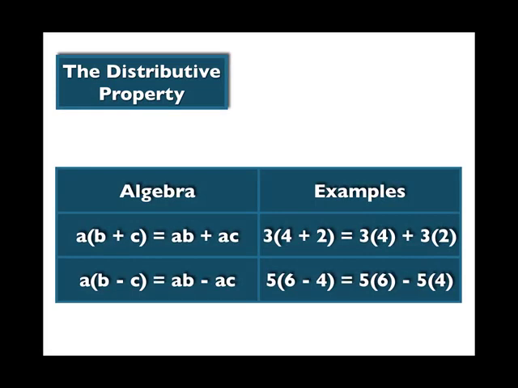So the distributive property tells me how to make equivalent expressions by doing the multiplication outside the parentheses. So you can see that here's a couple of examples. If I multiply b plus c in parentheses times a, that's the same as a times b plus a times c. If we use numbers, 3 times, in parentheses, 4 plus 2 is equal to 3 times 4 plus 3 times 2. We can also do the same thing with subtraction, and you see those examples down on the bottom.